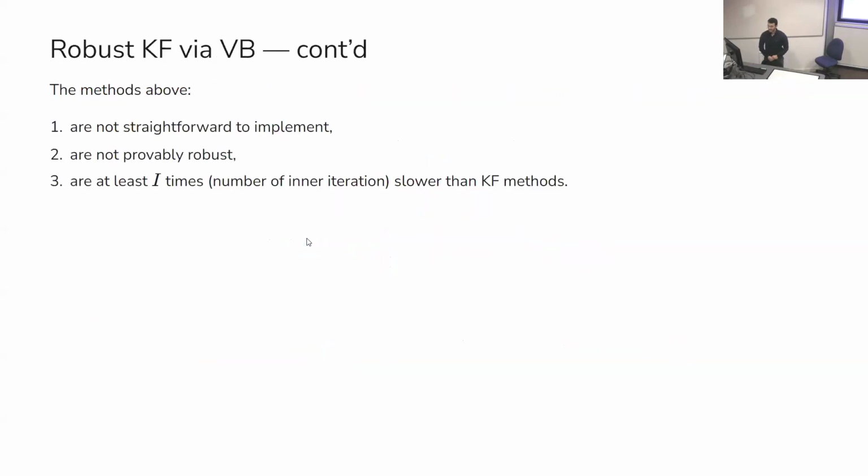All right. But yeah, so going back to the robust Kalman filters by variational Bayes. The problem with these methods is that they're not straightforward to implement, right? Each new hierarchical method I introduce based on the nature of the outlier is going to give a different new algorithm. They're not provably robust, which is based on that comment. I'm just hoping by Bayesian intuition that they're going to be robust, but there's not really something telling me that it's going to be robust in whatever sense I want to measure it. And they're at least I times slower than the Kalman filter methods, right? Because it's going to be an implicit solution, never an exact closed form solution.